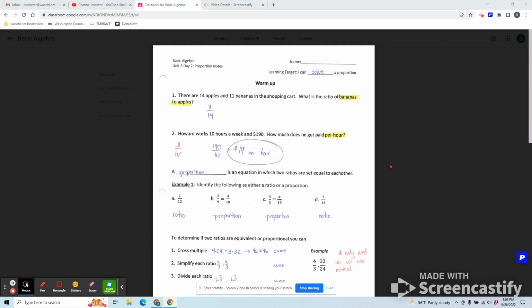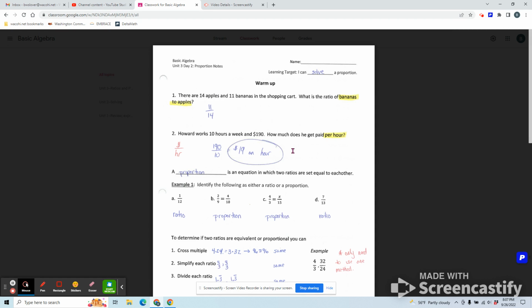Today we're focusing on proportions. Yesterday we saw what a ratio was, which was just a fraction, and that's what we're looking at in the warm-up. What is the ratio of bananas to apples? Bananas, it says there's 11. Apples, it says there's 14. Notice my ratio is not the first number that I see in the sentence. It's specific to bananas to apples. So that's why I set it up as 11 over 14, and then I can leave it just like that.